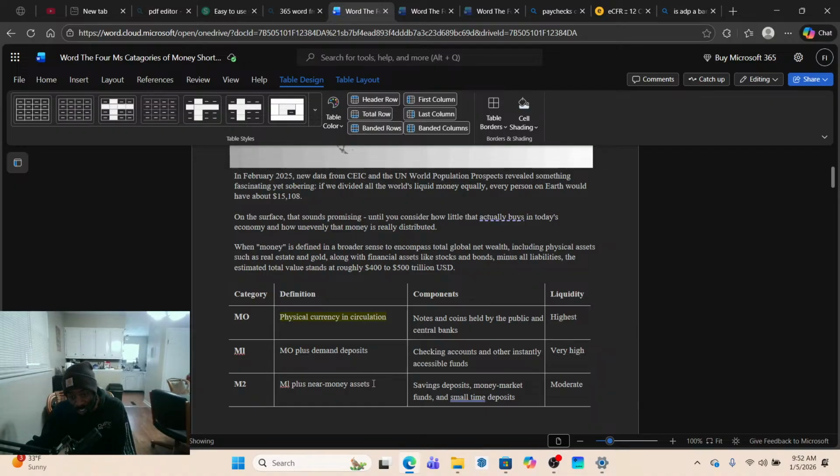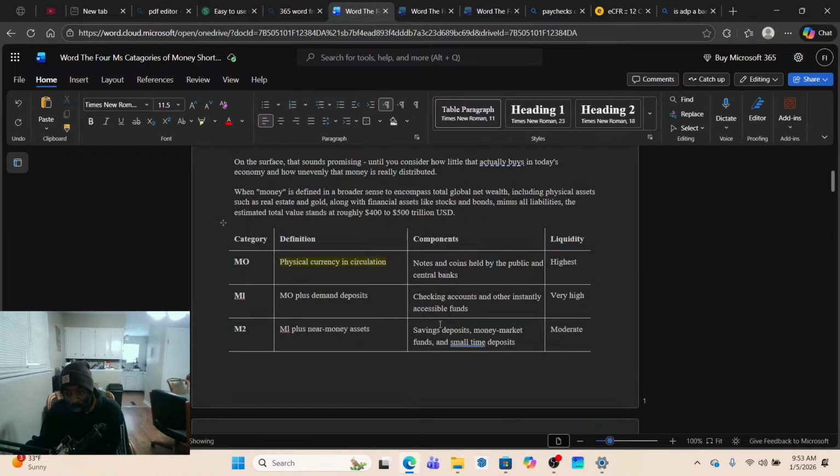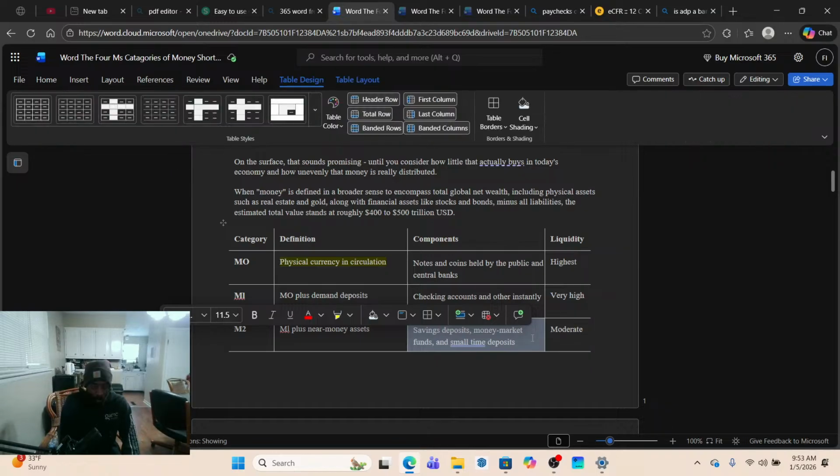Then we get to M1 plus near-money assets, so it's almost like money. Savings deposits, money market funds, and small time deposits. That's a medium way to spend. It usually takes a day to clear, maybe a little longer.